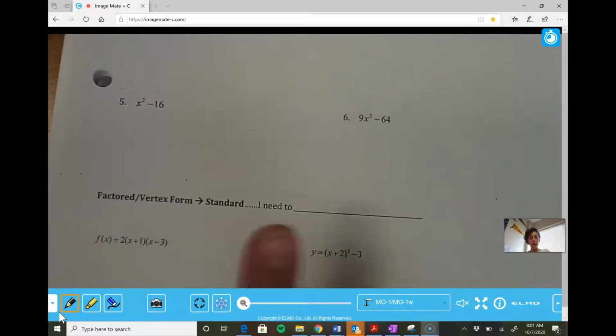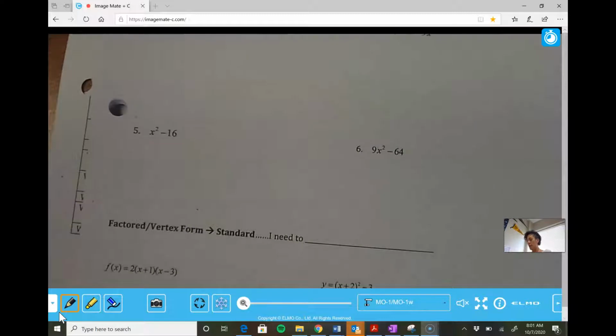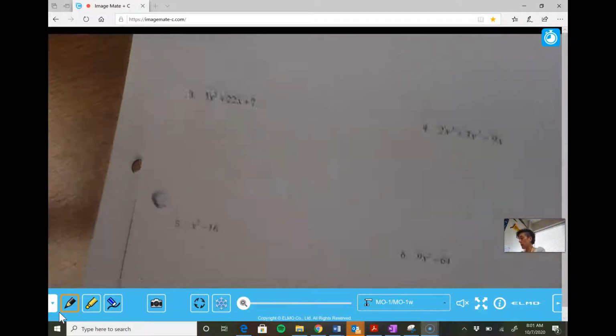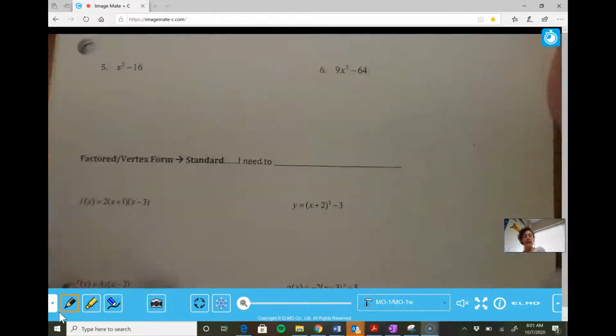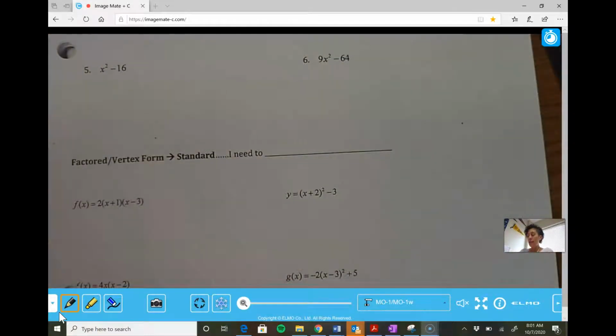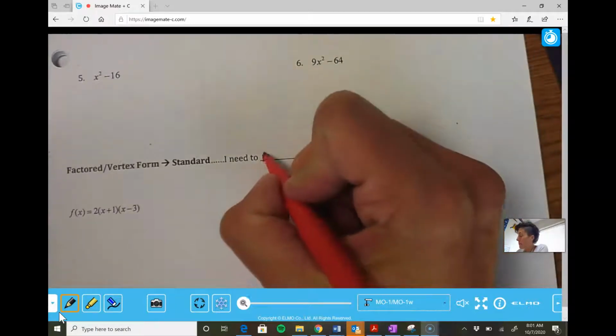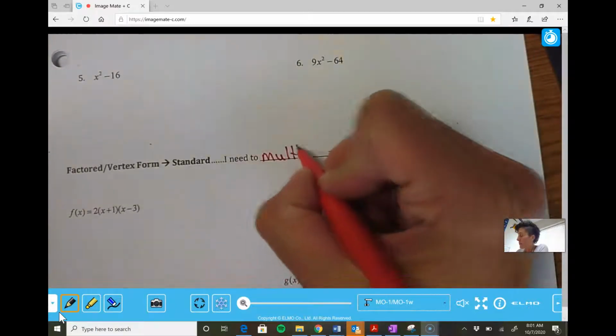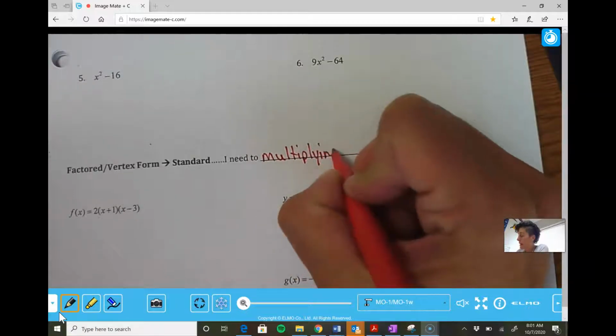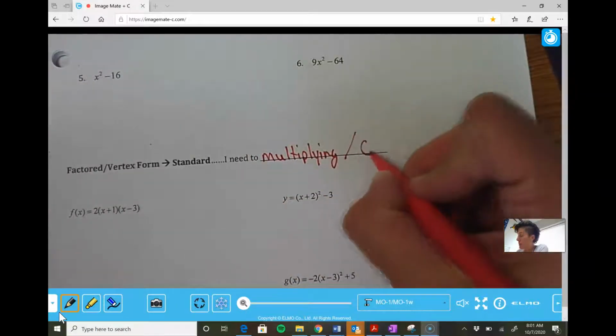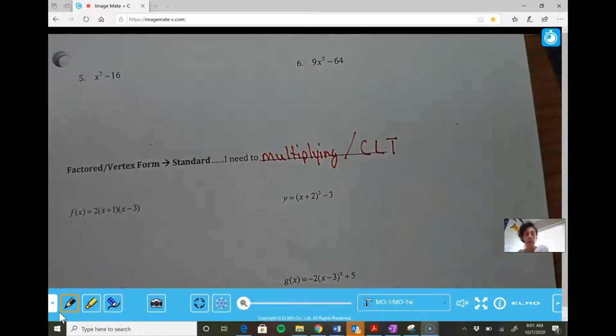And we're going to jump to page 9, and we're going to go to this bottom part, and we're going to walk through these 4 problems. So how do we go from factored form or vertex form to standard form? And basically, it's just a lot of multiplying, and then combining like terms. Combining like terms. I'm going to abbreviate that.